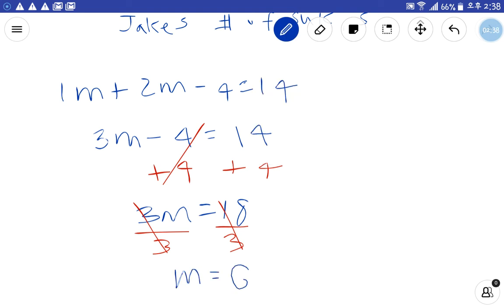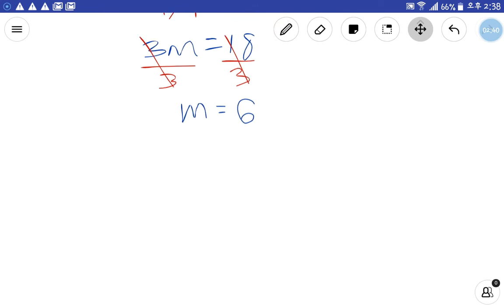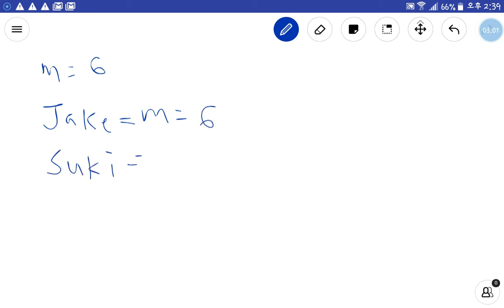That's not your final answer because we have to find out what? The specific number of Jake's and Suki's. So since my m is 6, I can say this 6 is for whose? Jake's. So Jake has m, which is 6. And then, Suki, what was the expression for Suki? 2 times m minus 4. So you have to plug in 6 right there. 2 times 6 minus 4. 2 times 6 is 12 minus 4, which is 8. That is the right answer.